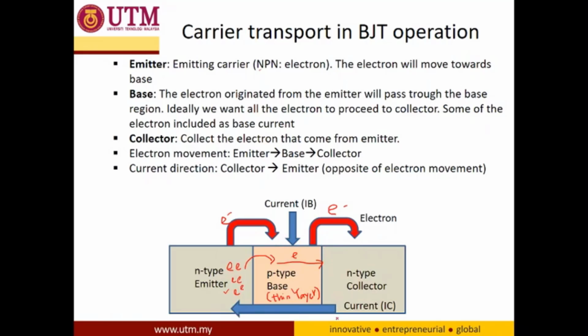Okay, so this is the movement of electron. But in terms of the electrical current direction, the direction should be opposite to the electron movement, because the current direction is defined by the positive particle movement, not the negative. Electron is a negative particle, so the current should be opposite to the electron movement. So the collector current, this is IC, flows from collector towards the emitter.